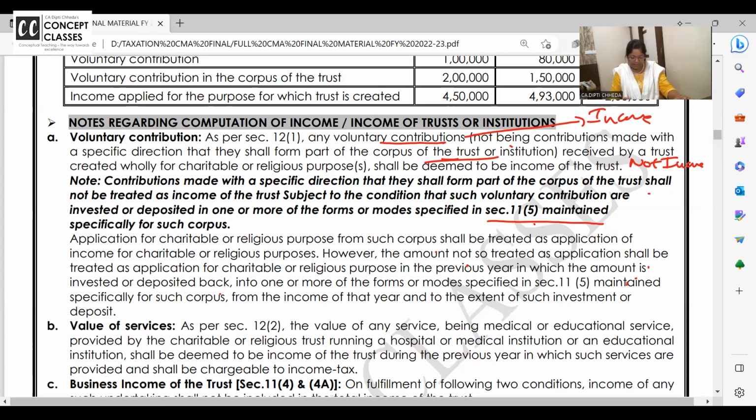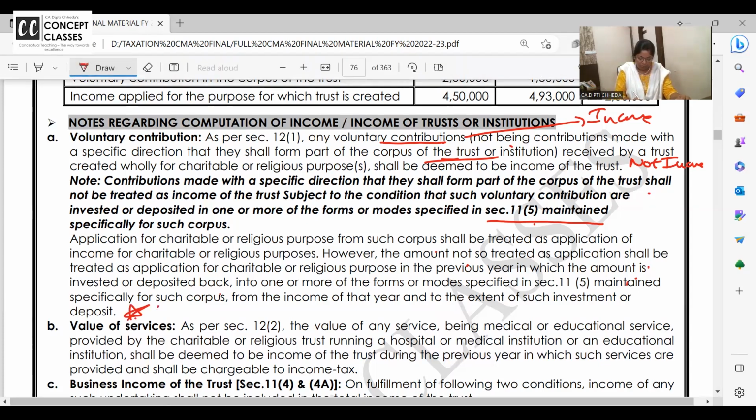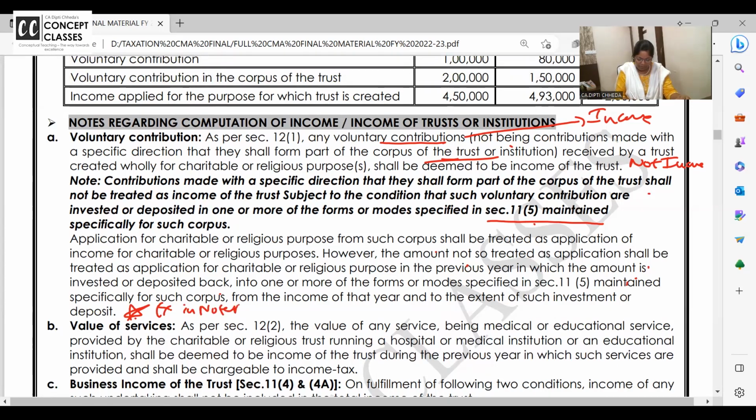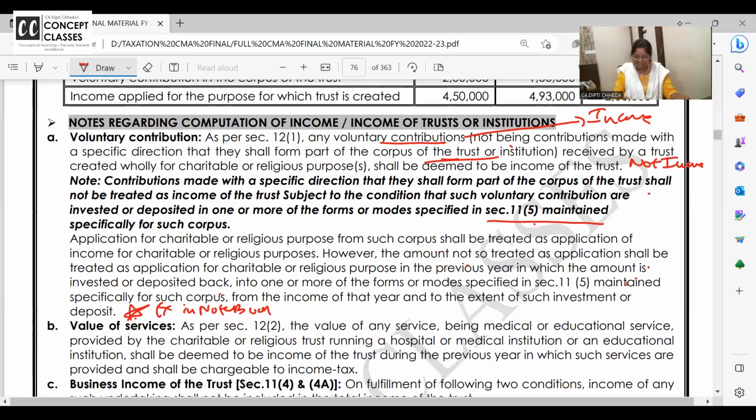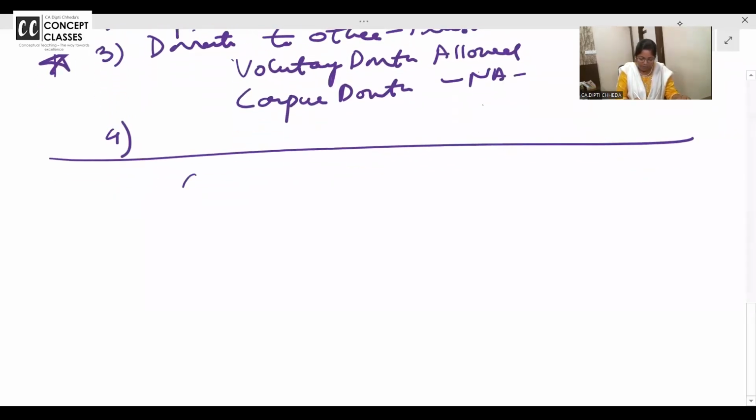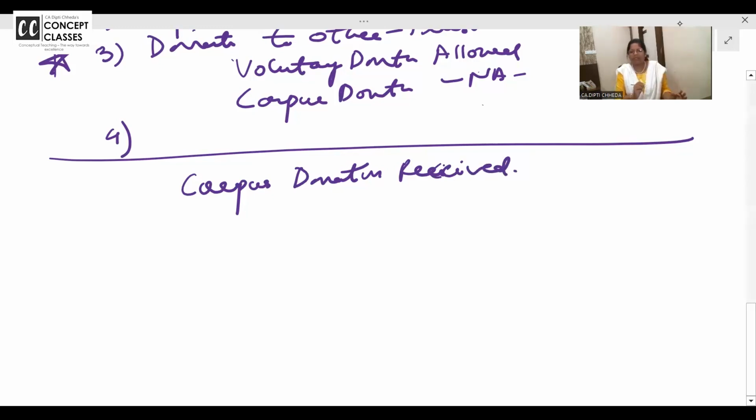This is all related to a concept I'll explain in the notebook. You can write the example in your notebook, refer to it, and I'm drawing one nice example in the notebook. Look at this. Let's talk about corpus donation. Corpus donation received. Write down. Can you all please write running notes with me?